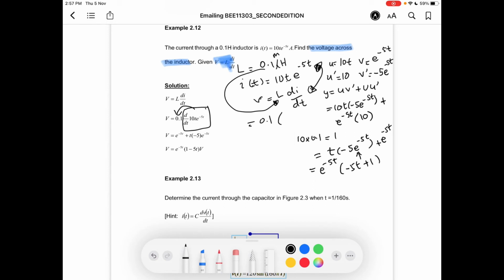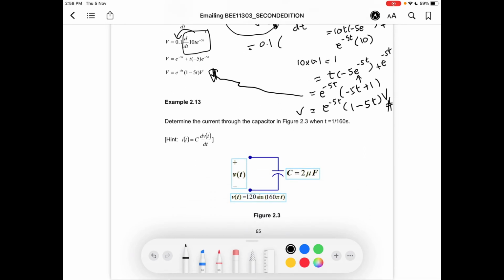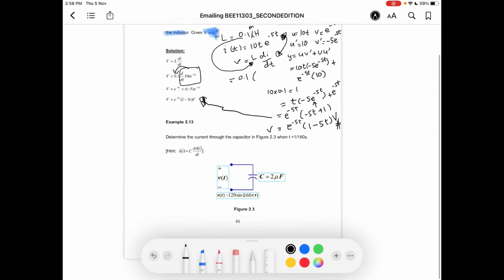negative 5t plus 1, or if you want your answer to be the same as mine, we just need to rearrange the terms inside this bracket, so it will become 1 minus 5t volt. So usually you need to state the volt here, the unit, the quantity for this function. Final answer here. Alright, we finished with example 2.12.